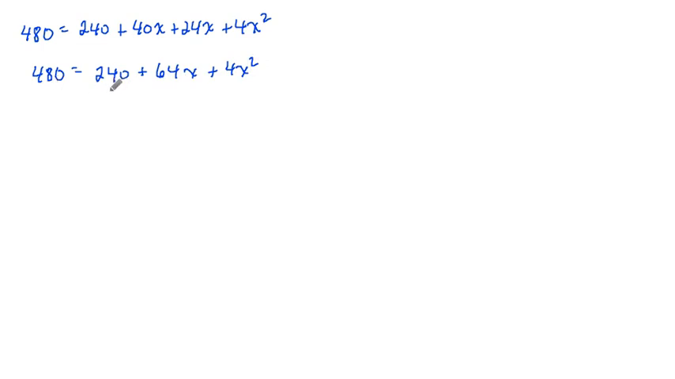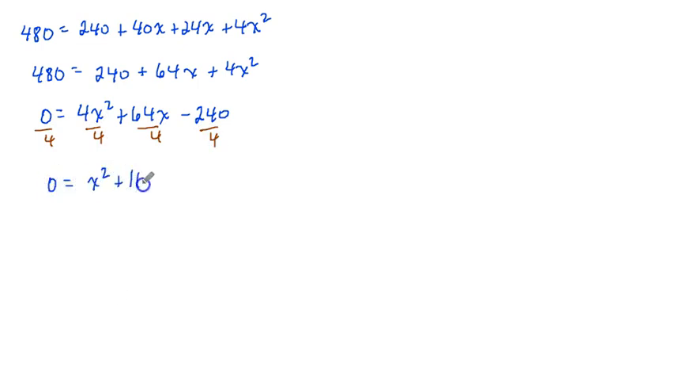And getting it all to one side and reordering the terms, I have 0 = 4x² + 64x, and 240 minus 480 will be minus 240. Everything divides nicely by 4 in this problem, and we have 0 = x² + 16x - 60. Now that will not factor very nicely.